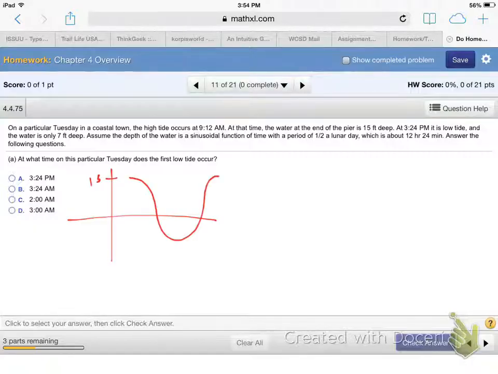All right, let's take a look at number 11 on the homework assignment. This one should be similar to what you have. Here we have 9:12 a.m., a high tide of 15 feet, and then a low tide that occurs at 3:24. I forgot to put it on here, but it occurs at 7 feet deep. I'll put it in there a little bit later.